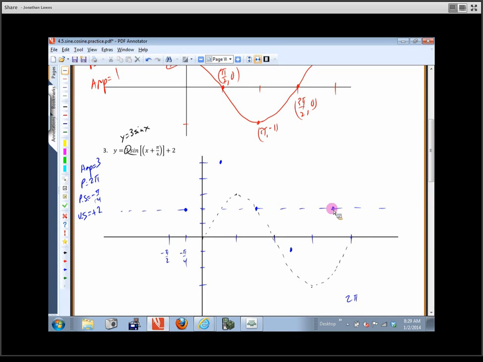Now, notice, this is a sine graph, and notice how nice this is. Remember, we should get 3 points that are on that center line, and there they are. I get 1 point that's above the center line, and I get 1 point that's below the center line. So every one of these on the center line has a y coordinate of +2.